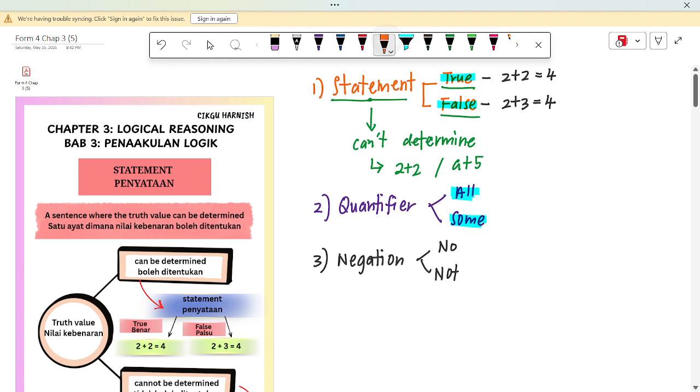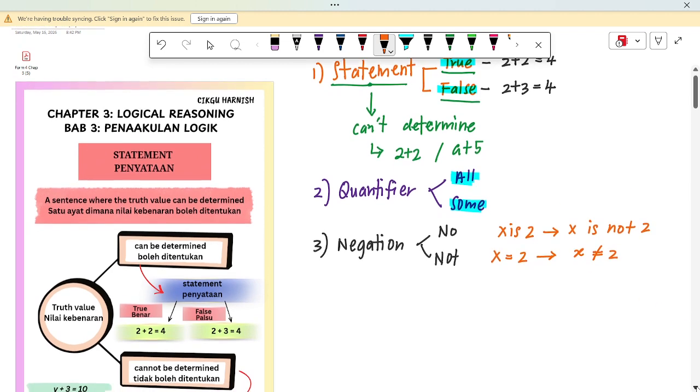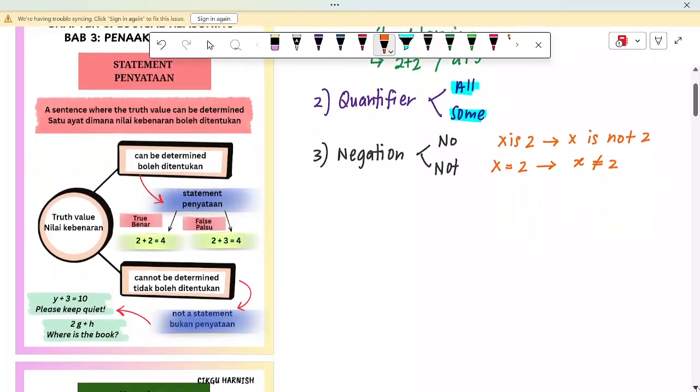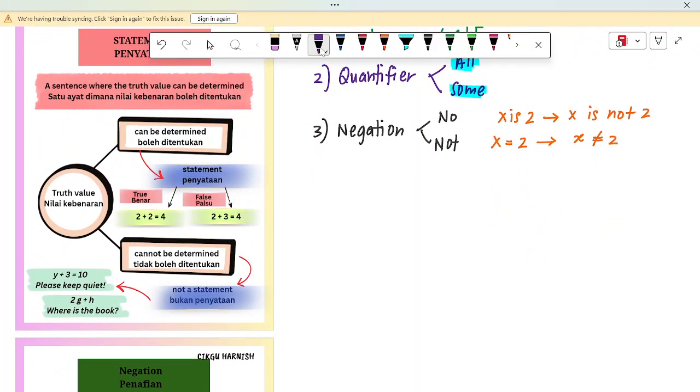Okay, so if I write x is 2, the negation will be x is not 2. Or if I put it in equation form, x equals 2, then my negation will be x is not equal to 2. Okay, so these are the first 3 things. Going to the next one, number 4, is implication.